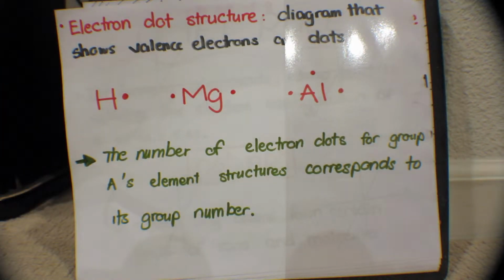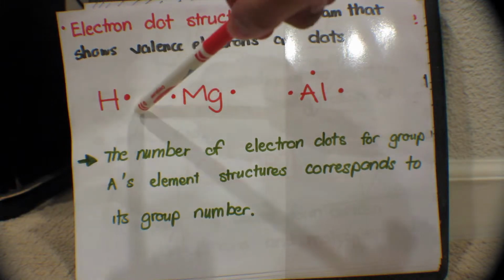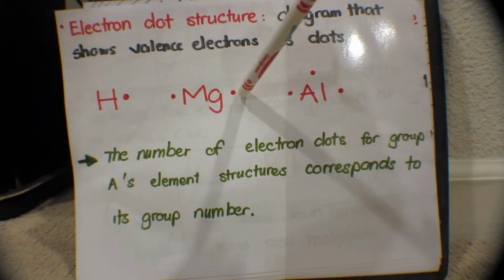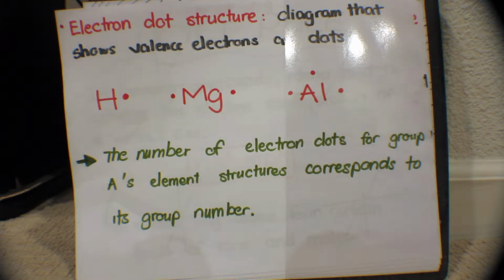Next, we will talk about electron dot structure. An electron dot structure is a diagram that shows the valence electrons as dots. For example, hydrogen has 1 dot because it has 1 valence electron. Magnesium has 2 dots because it has 2 valence electrons. The number of electron dots for group A elements corresponds to the group number.